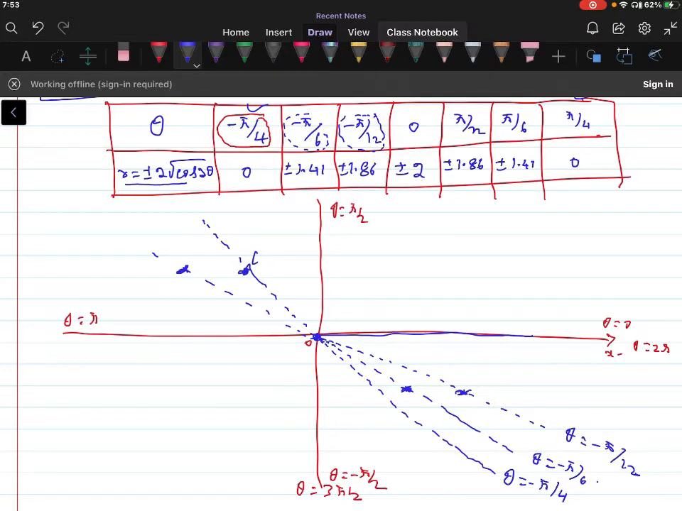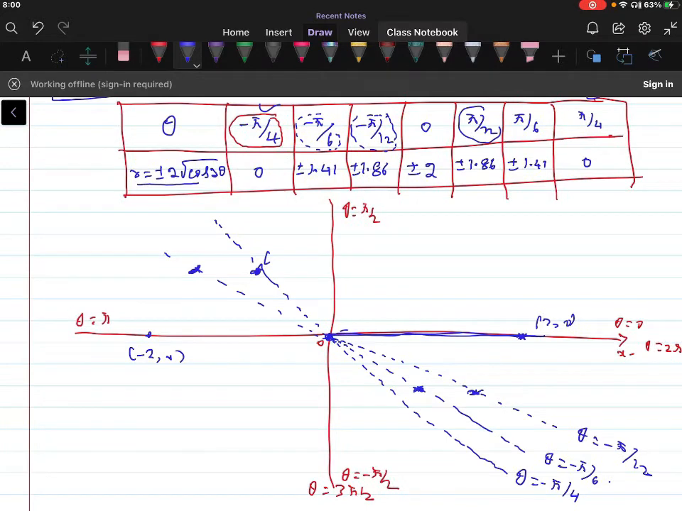For theta is equal to 0, this is the x-axis, theta is equal to 0. The corresponding values of r will be plus 2 and minus 2. So plus 2 we can take here, that is 2 comma 0, and the image of this on this side, that is minus 2 comma 0, here.